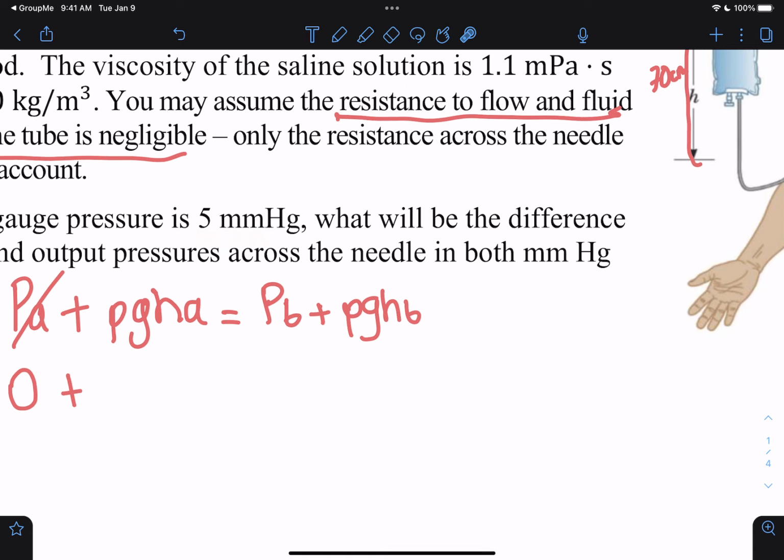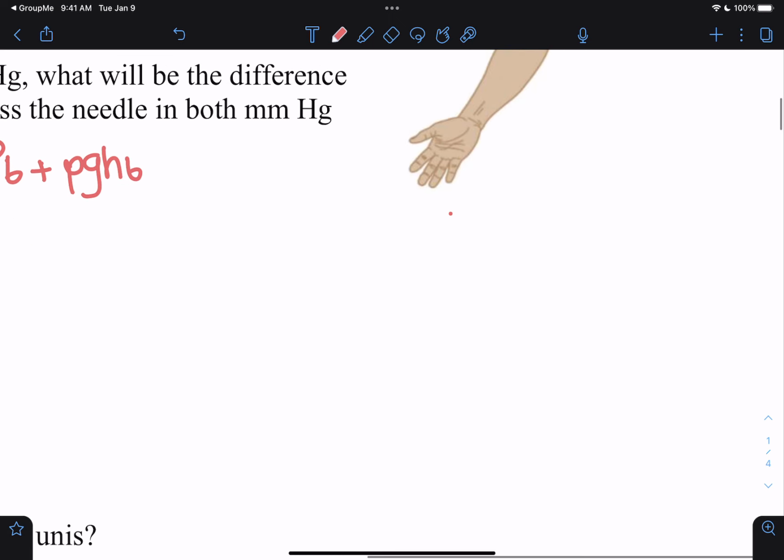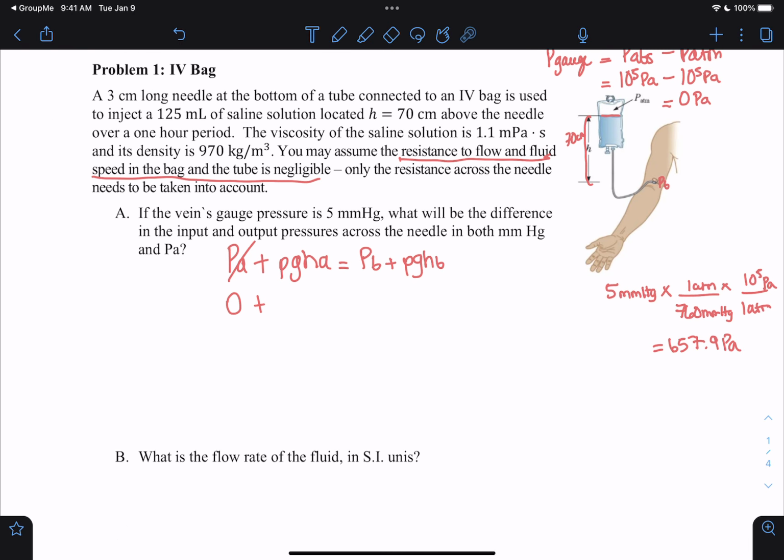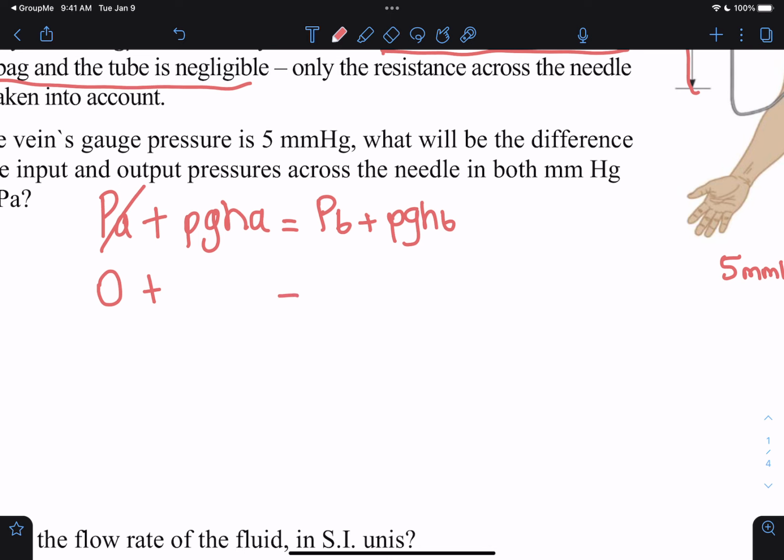That's first. So we can say, all right, write it over here, 5 millimeters of mercury. There are 760 millimeters of mercury in 1 atmosphere. And then in 1 atmosphere, there are 10 to the 5th pascals. And so that way we can get an answer of 657.9 pascals as our pressure reading at the vein here. So for PB, yeah, go ahead, Matthew.